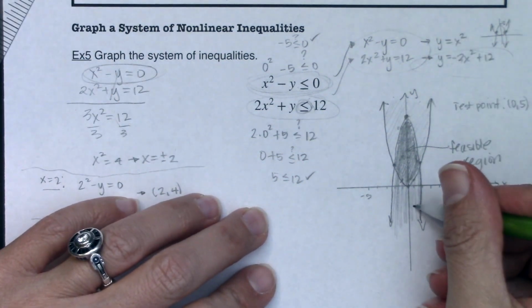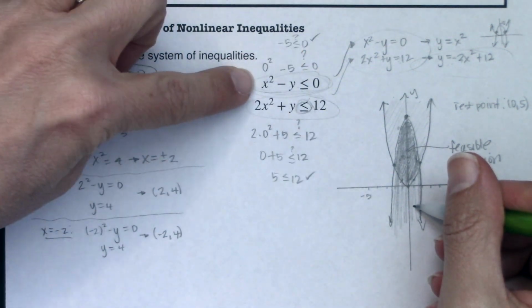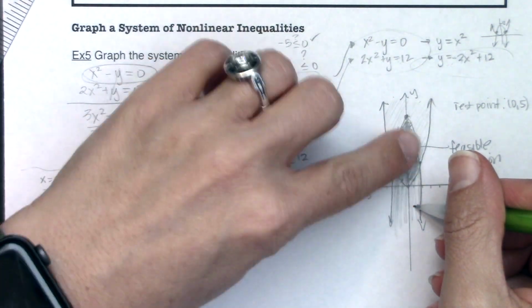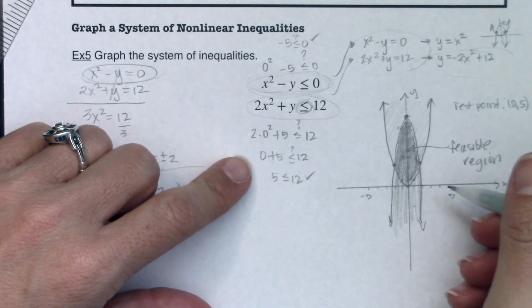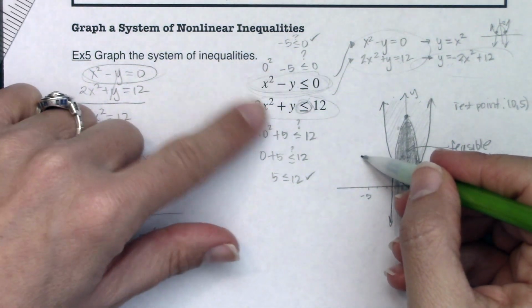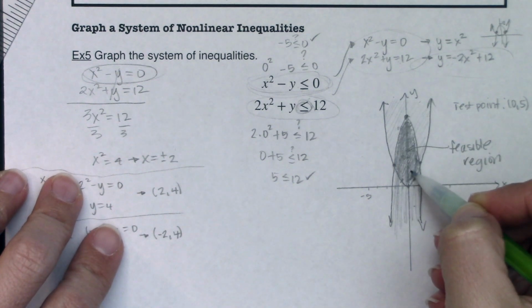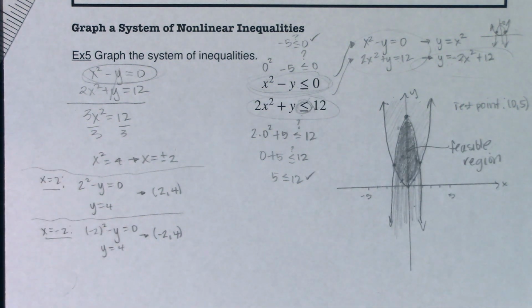If I picked a point down here, an ordered pair, and plugged it in, it would not work on this first parabola, but it would work on this second one because it's in the shading of the upside down parabola, but not the facing up parabola. If I pick a point out here, neither inequality will be true. So all the ordered pairs in our feasible region hold true for both inequalities. Okay, thanks so much. Bye.